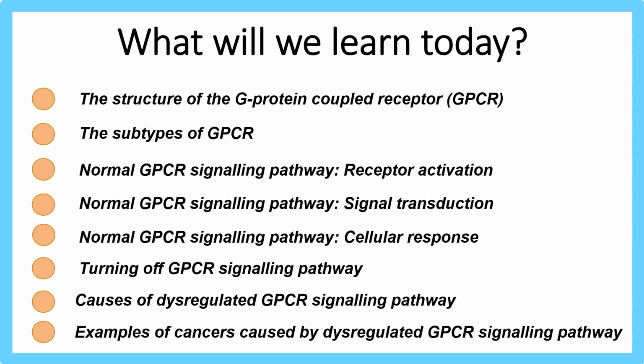So in the previous episodes, we have briefly looked at, generally speaking, the structure of the GPCR, how it gets activated, ways the signal can get transduced, and also the cellular response. However, this is a more in-depth understanding with regards to its structure and how it performs its action. We'll also be looking at how to turn off the GPCR signaling pathway and the causes of why GPCR gets dysregulated. So why does it stop working properly? And we're going to provide some examples of cancers where this is present.